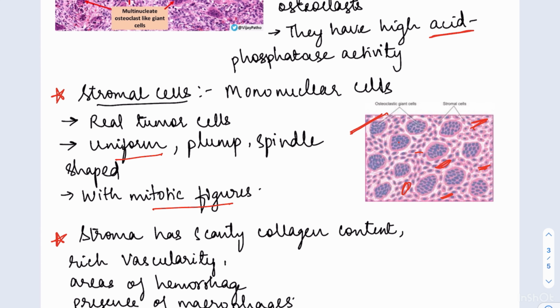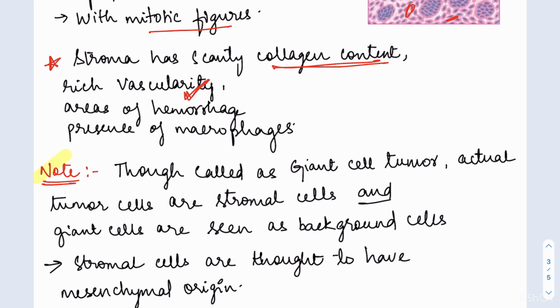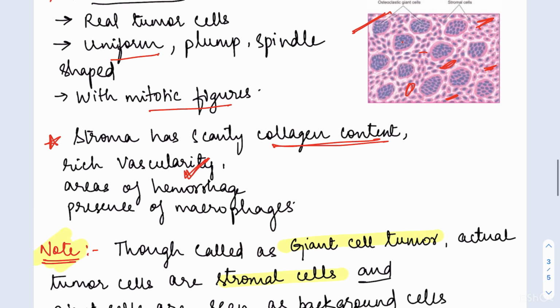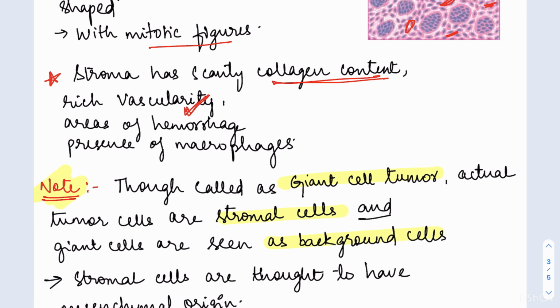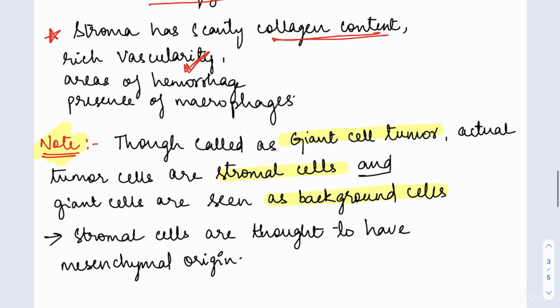Then talking about the stroma, apart from these cells, the stroma also consists of very minute quantities of collagen, and it is highly supplied with blood vessels, so it is very vascular, and there are areas of hemorrhage. That's why in gross appearance we can see the honeycombed appearance, due to hemorrhages, and there is also presence of macrophages. An important point to note is that though we call it a giant cell tumor, the actual tumor cells are the stromal cells, and these giant cells are just seen as the background cells. These stromal tumor cells are believed to have a mesenchymal origin.